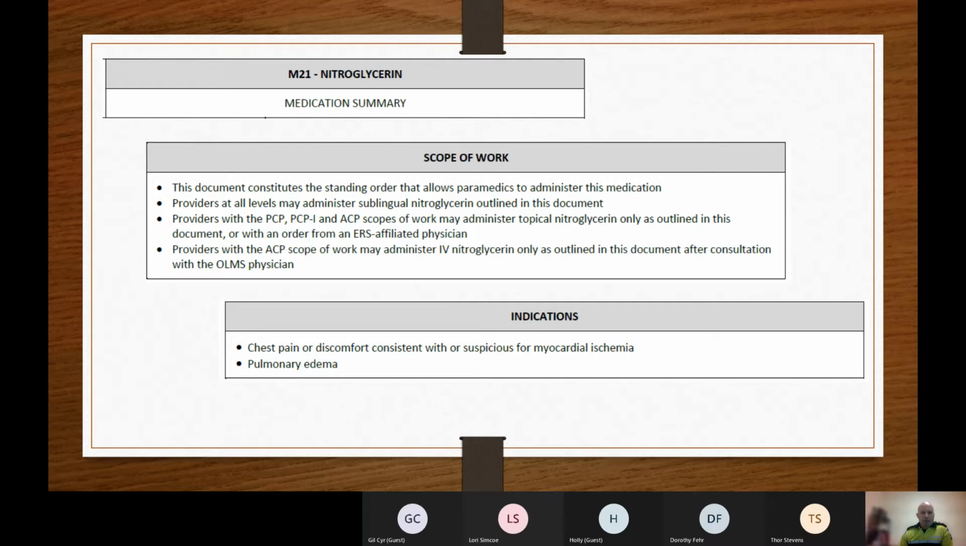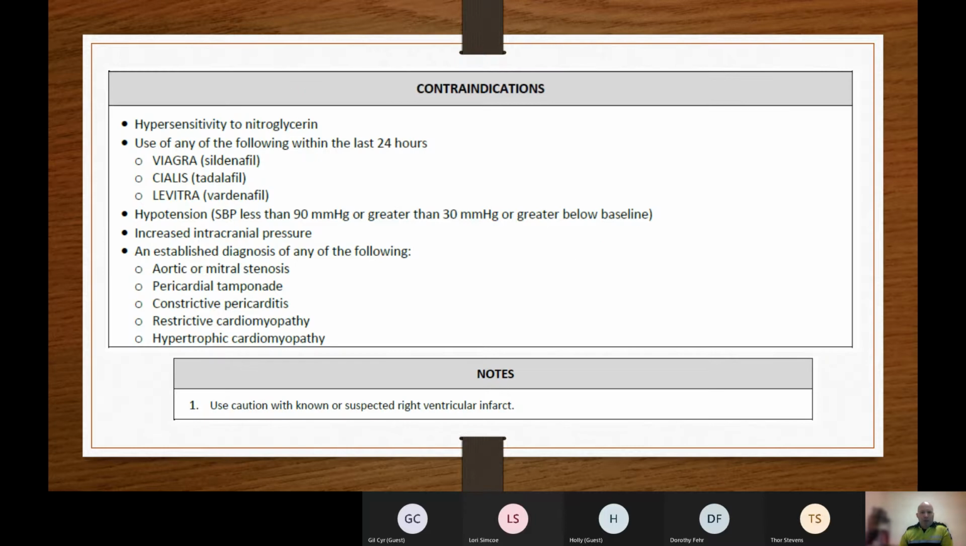So indications: chest pain or discomfort consistent with or suspicious for MI or pulmonary edema. So we're going to go with the MI aspect for this medication use. Reasons we don't give nitro, like everything, if they're allergic to it, they have a hypersensitivity. Or use of any of the following in the last 24 hours: Viagra, Cialis, Levitra. When it comes to erectile dysfunction medication, that causes vasodilation. When we start putting nitrates on top of that, it can cause extreme vasodilation, causing blood pressure to drop.